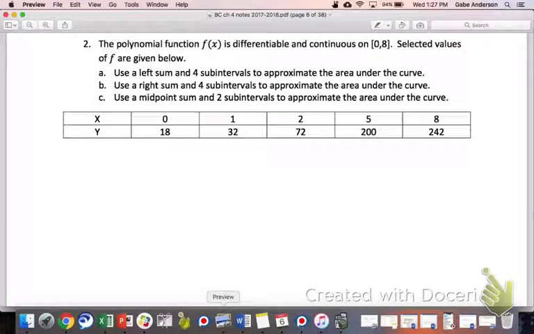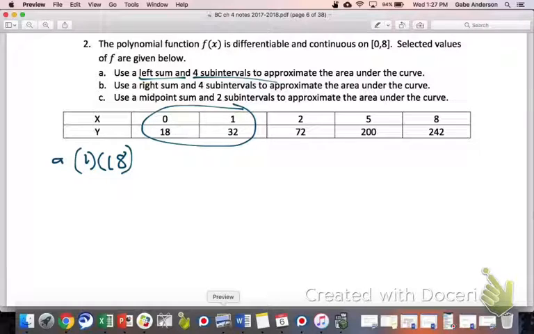This one right here, a left sum and 4 subintervals. For the left sum, we're just going to be using the left edge of each interval to determine the height. So the first interval would be from 0 to 1, right? For part A, the base length is 1, and the height is either 18 or 32. Which one would you pick for a left sum? 18. Okay, so 1 times 18 plus, the next interval is from 1 to 2.